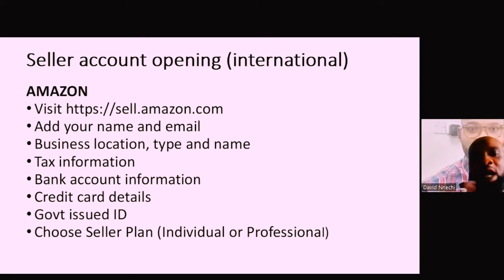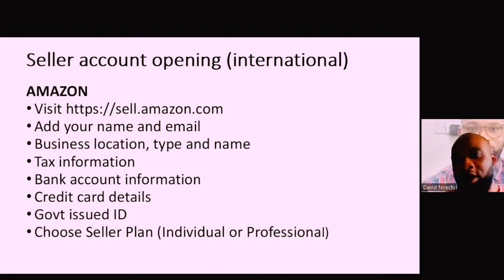plan. You see, there are two seller plans on Amazon: the individual and the professional seller plan. Now, let me give you the difference so that you understand. The basic difference with the individual seller plan is that you are charged $0.99 for every sale on Amazon. And you cannot sell more than 40 products in a month on Amazon with this plan.